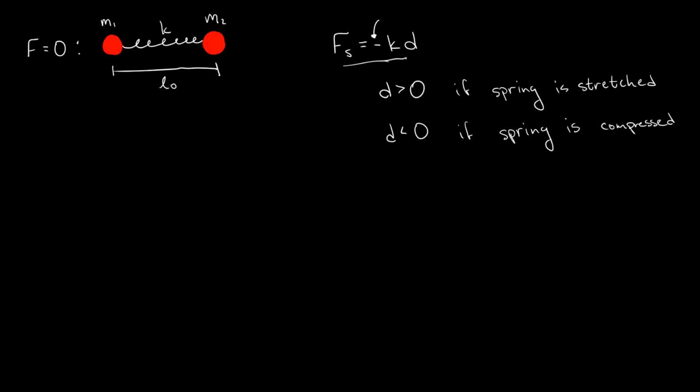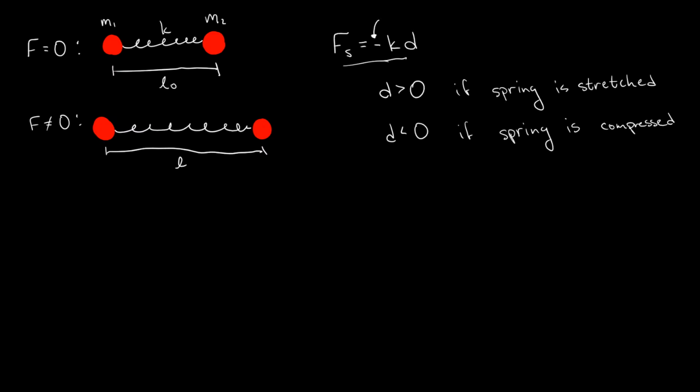Now, in the case where the force is not equal to 0, this spring might be stretched, it might be compressed. I'll just draw it in this case as being stretched, just because. And I'll call this L. Same spring, same masses, just different length, different distance between them.